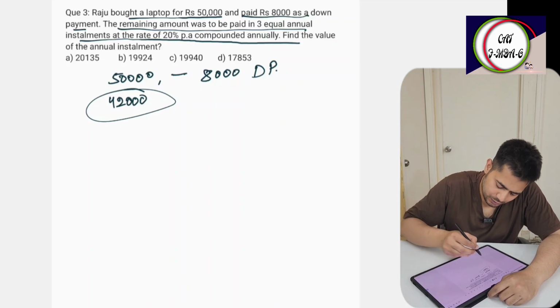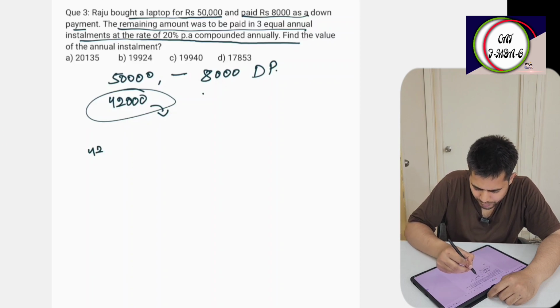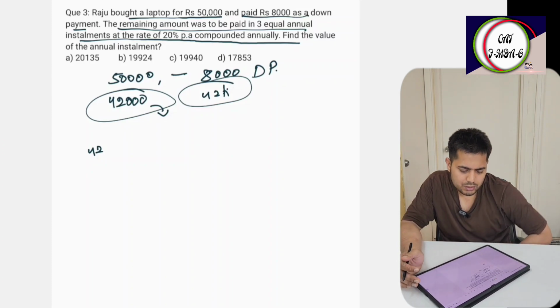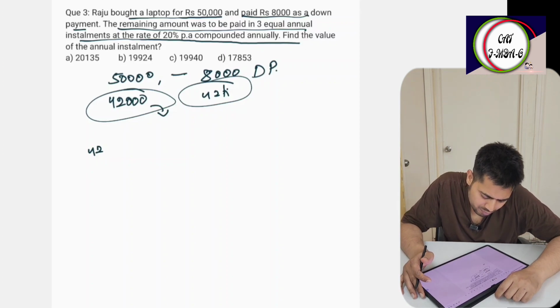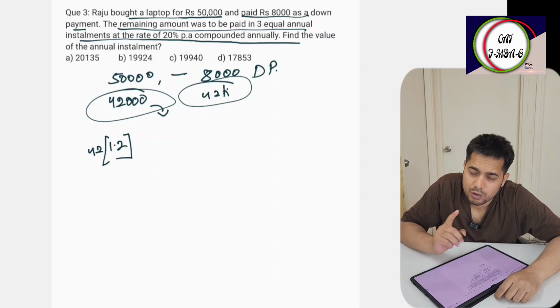So after first year, you know what will happen? After first year, this amount will become 42. We will calculate in 42k. Okay, 1000 we will remove and at last we will multiply the answer by 1000. So after first year, this amount will become 42 into 1.2. Okay, you know how we got it?